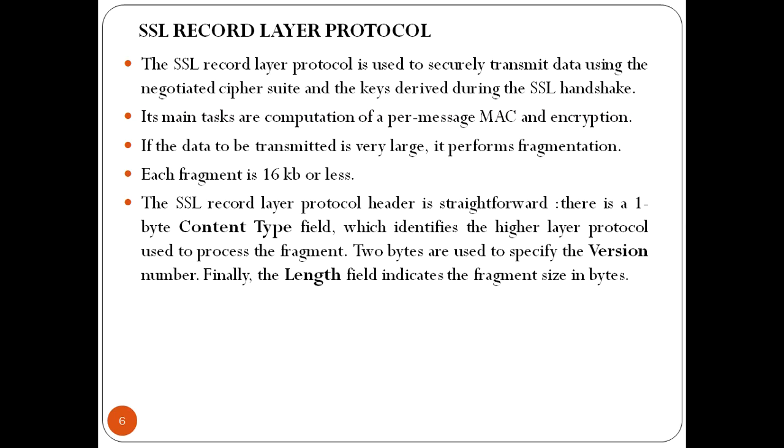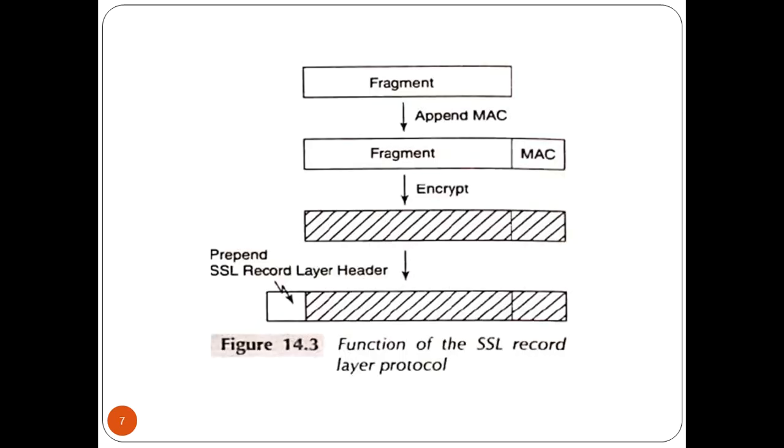Now, the main tasks of a record layer protocol are computation of a per message authentication code and encryption. If the data to be transmitted is very large, it performs the fragmentation. Each fragment is of 16 KB or less. So now, I would like to have the explanation along with the diagram.